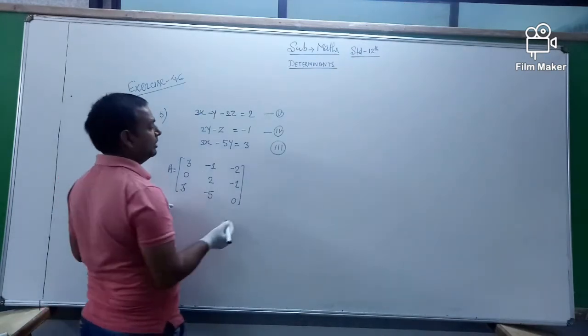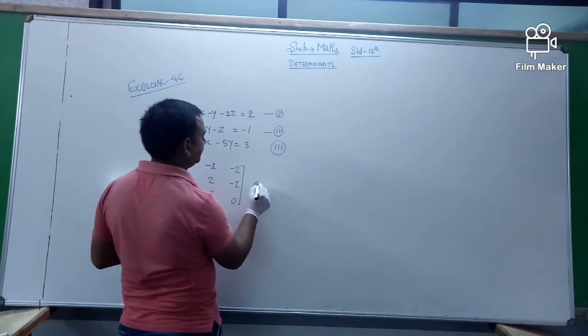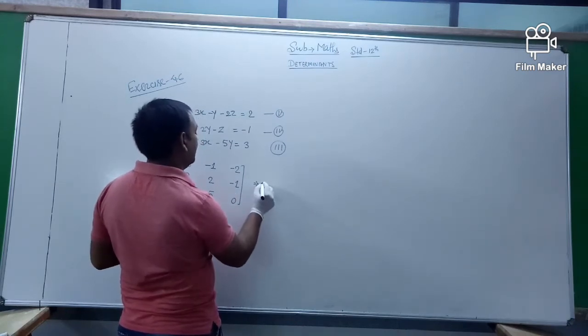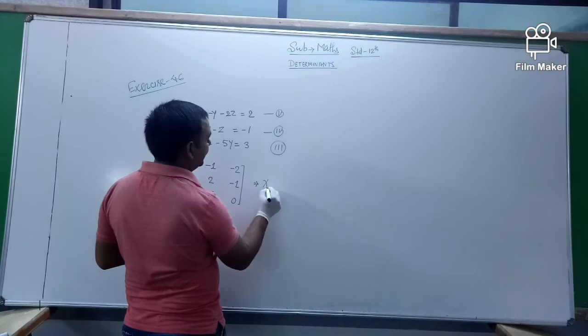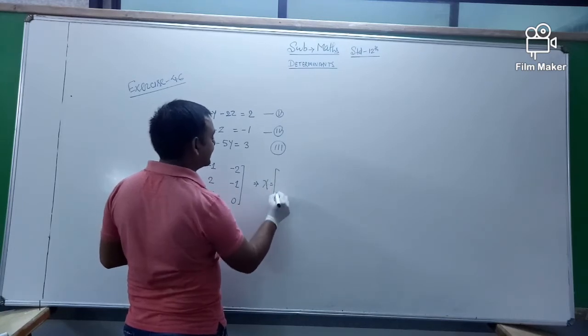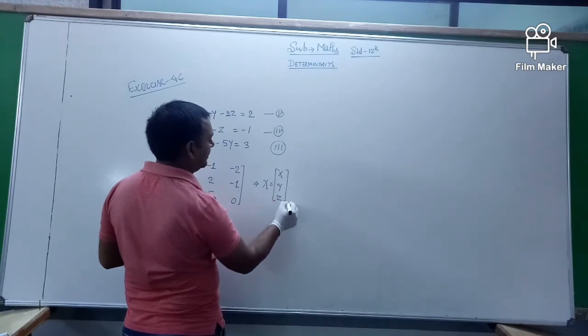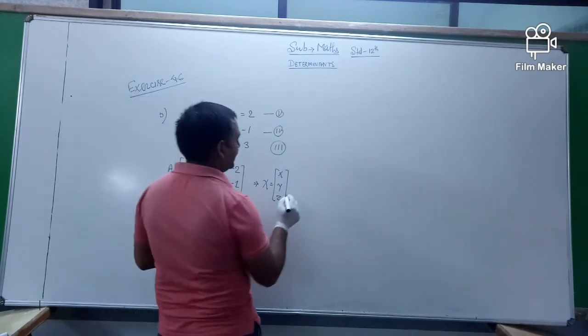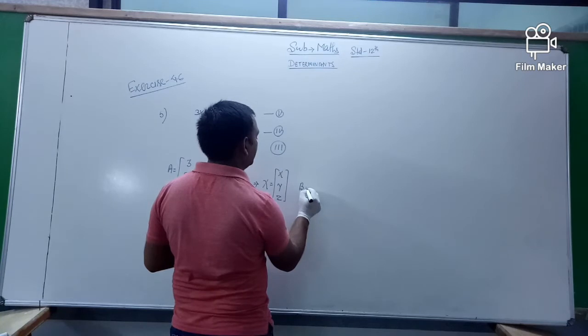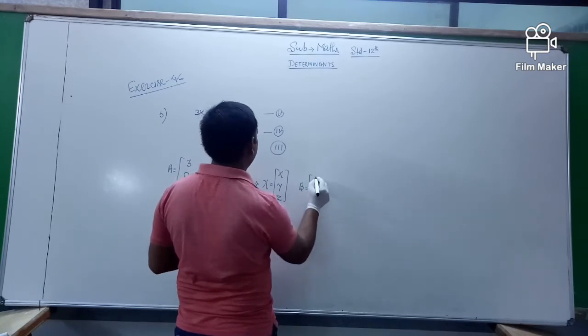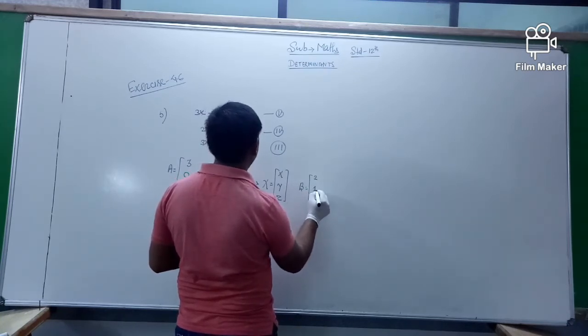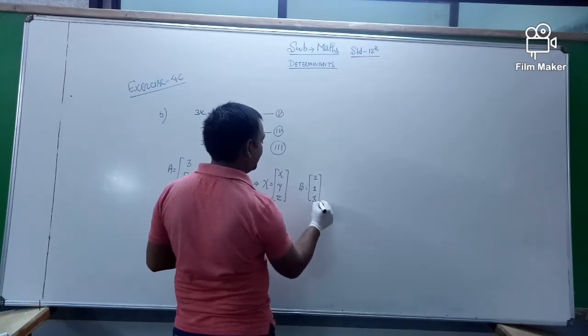After that you take another matrix X. X is equal to x, y and z. Then you take another matrix B. B is equal to the elements 2, 1 and 3, right.